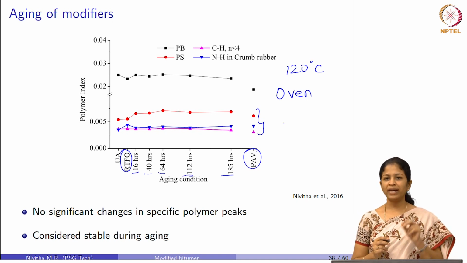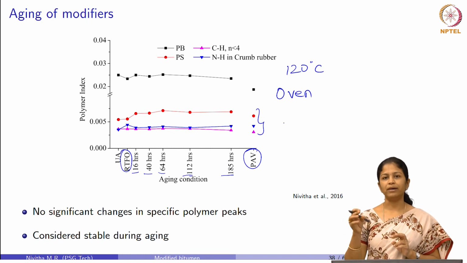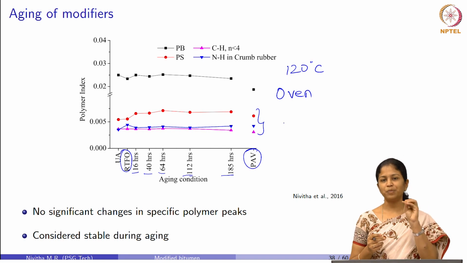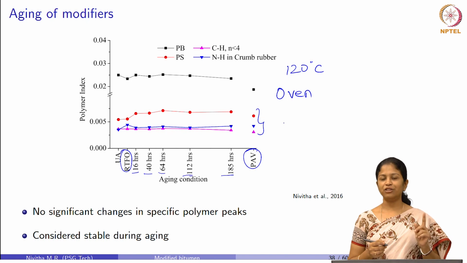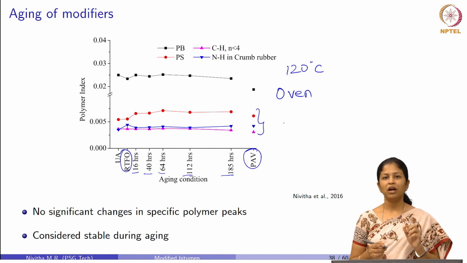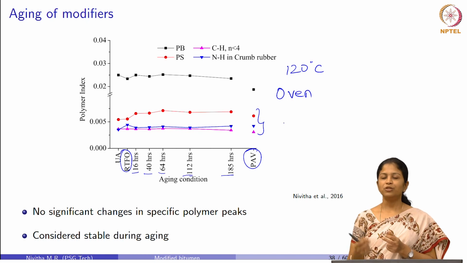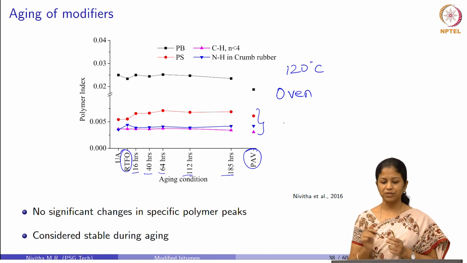For that we had identified specific functionalities in the case of the modifier. We know that FTIR spectroscopy can be used to identify specific functionalities in different materials. We have seen this in the lecture on chemical composition. So, this FTIR spectroscopy was used to identify specific functionalities which are present in the modifier but not present in bitumen. Then you can quantify them in the spectra at different aging conditions and see how it increases with aging.